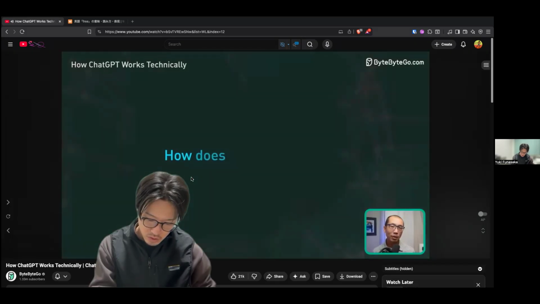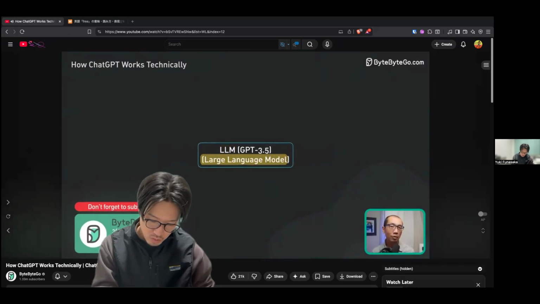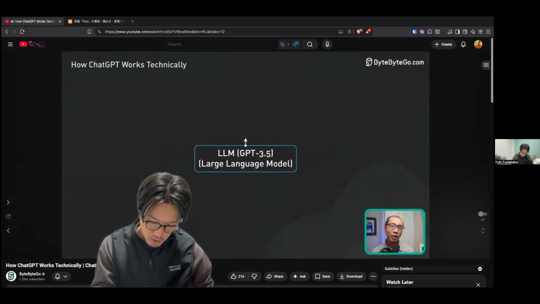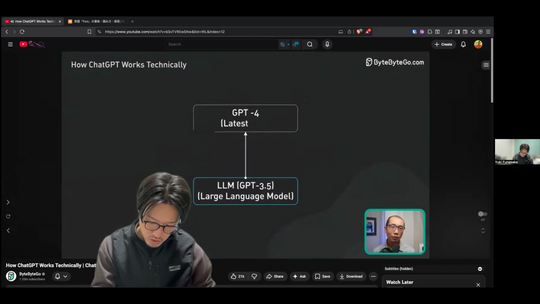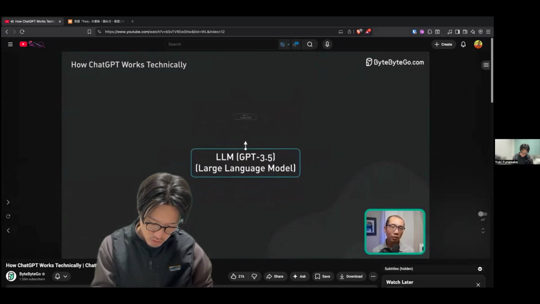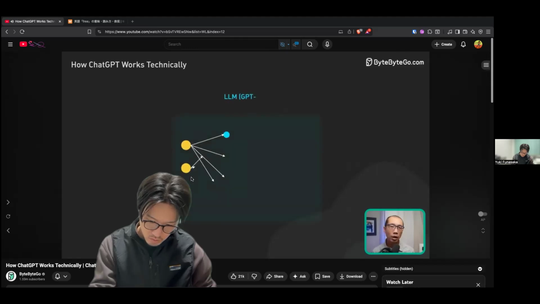Now, how does ChatGPT work? The heart of ChatGPT is an LLM, or a large language model. The default LLM for ChatGPT is GPT 3.5. ChatGPT could also use the latest GPT-4 model, but there is not much technical detail on GPT-4 yet for us to talk about.